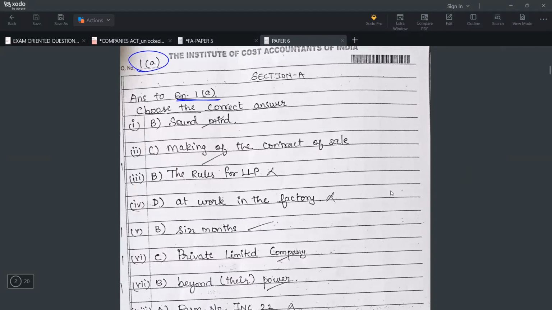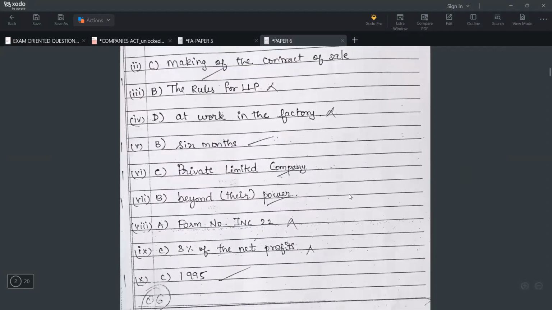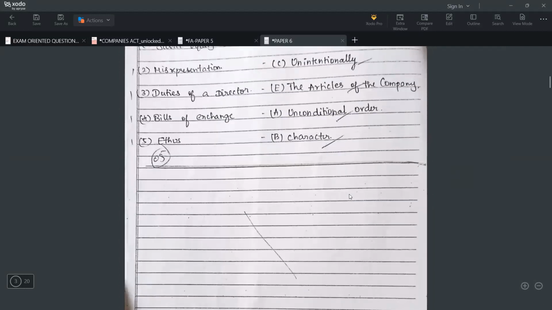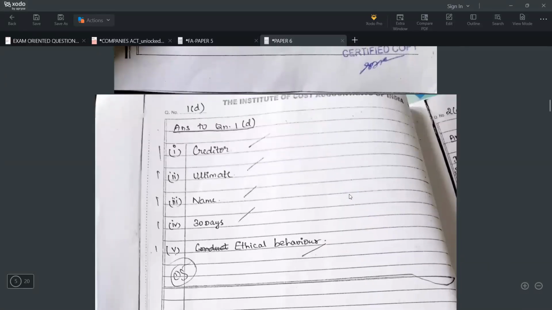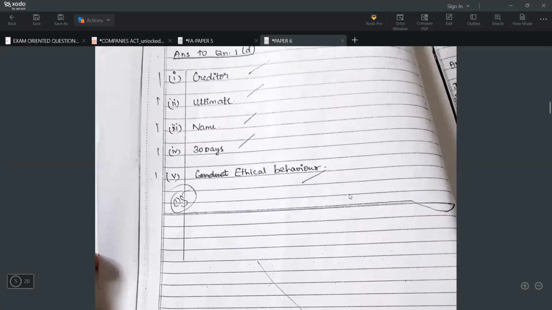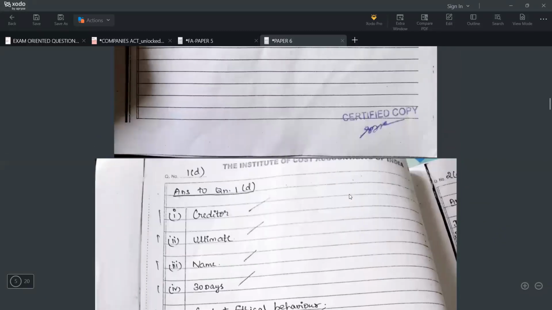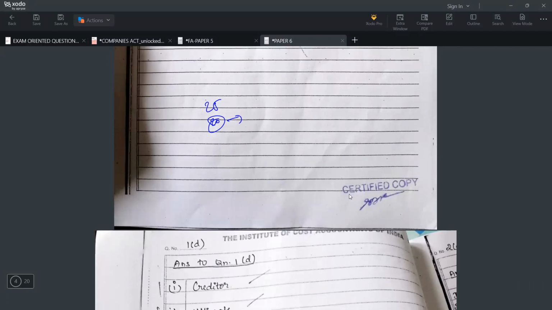I never use pencils. Only for the columns, only for the formats I will use. Rather than that, for underlining, I will simply underline with the pen. And I have scored full marks in the choose 6 marks. Then match the following, full out of full marks, 5 out of 5. True or false, 4 marks, and this filling the blanks is also full marks. So totally out of 25, I think I have scored 20 marks. It's a decent mark which everyone will expect to score.